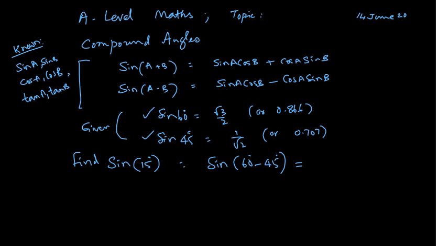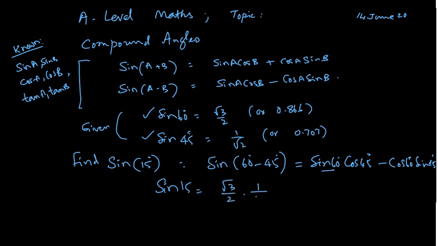If the calculator is not available and we have to do it without the calculator, then this is sine 60 cos 45 minus cos 60 sine 45. I'm using that formula. So sine 15 equals sine 60, which is root 3 over 2, times cos 45, which is 1 over root 2, minus cos 60, which is half, and sine 45, which is 1 over root 2. When you simplify, you get root 3 minus 1 divided by 2 root 2.